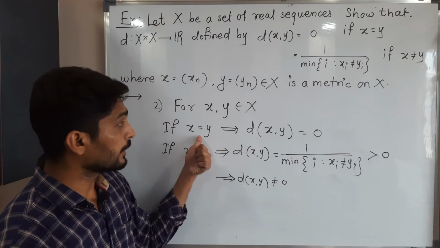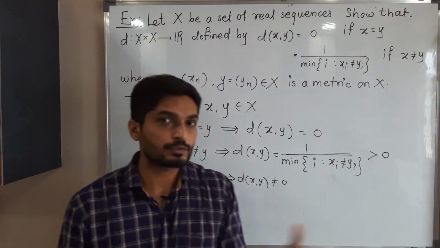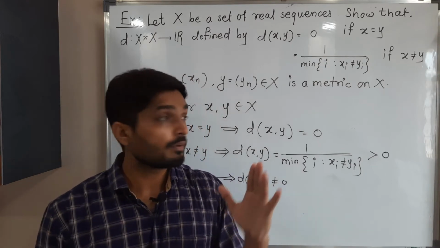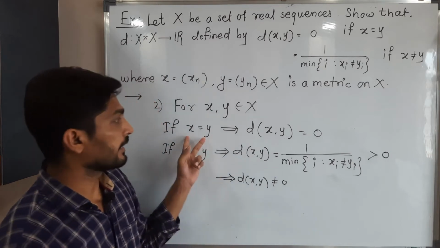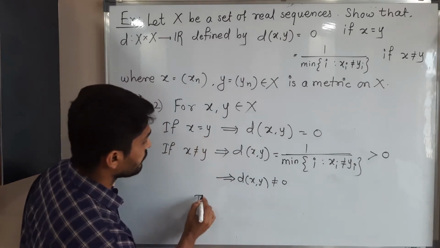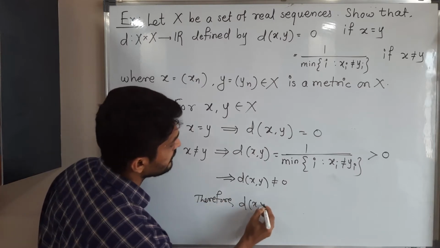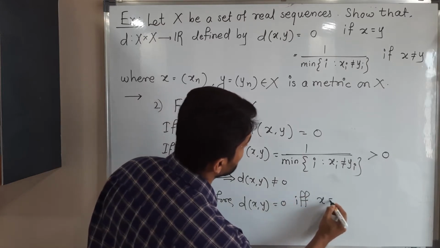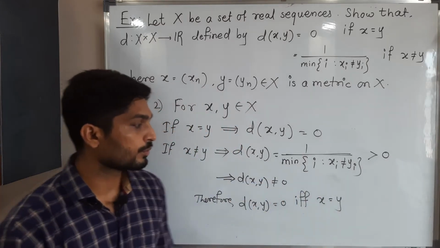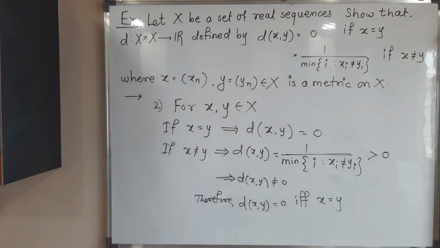So if x is equal to y, then we get d(x,y) equal to 0, but if x is not equal to y, we are getting d(x,y) not equal to 0. That means the value of d(x,y) is 0 only if x is equal to y. Getting it? So therefore from these two cases we conclude d(x,y) is equal to 0 if and only if x is equal to y. So in this way we proved the second property. Also we will go for the third property, but before that make a screenshot of it.